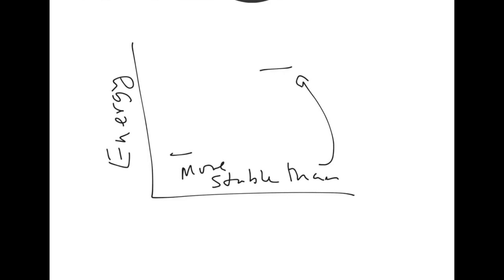Kinetic stability is different. You can be lower in energy but have a low kinetic stability compared to the higher energy thing. The higher energy thing could be more kinetically stable. It could be harder to do the next step of a reaction, but it could be less stable to begin with, if that makes any sense.